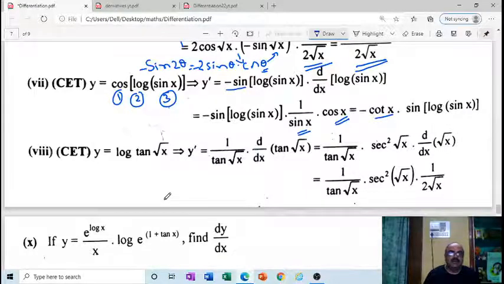Next one, log of tan of root x. It is 1 by tan root x into tan root x differentiation, which is secant square root x, and root x differentiation is 1 by 2 root x. So what's the final answer? Secant square root x by tan root x into 2 root x.